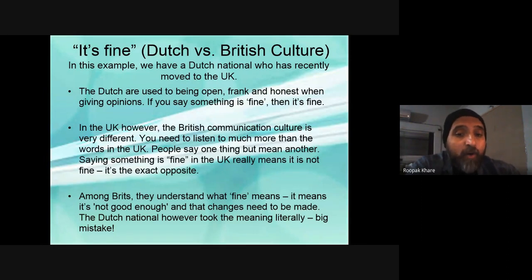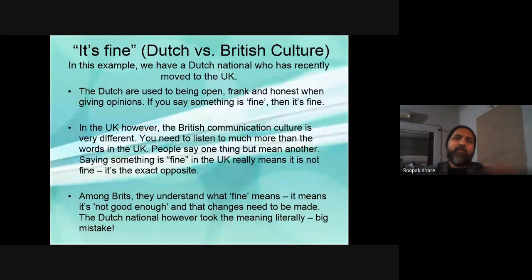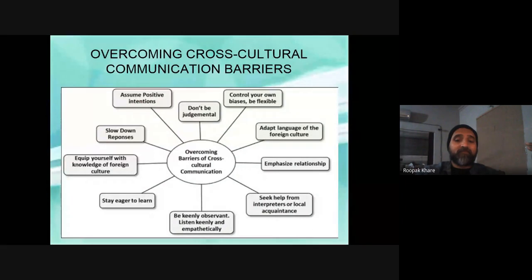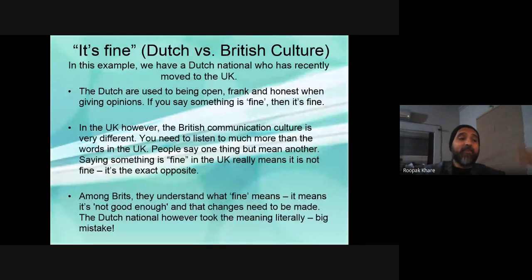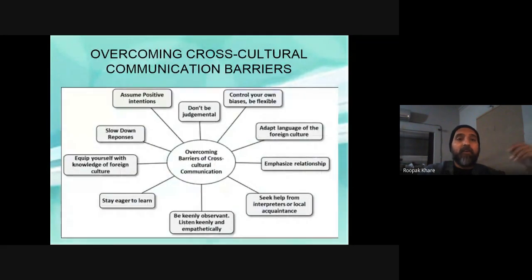The Dutch national, however, took the meaning literally. So when people in the UK said it's fine, the Dutchman understood that it was actually fine. And hence there was miscommunication. Finally, in the end, the Dutch national had to leave the new job and go back to his own country. Now, how do you get rid of this miscommunication? We have taken a lot of examples where a lot of miscommunication is happening. Now, how do you reduce or remove this miscommunication?